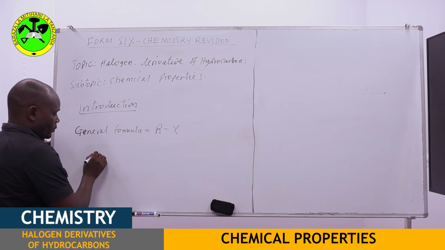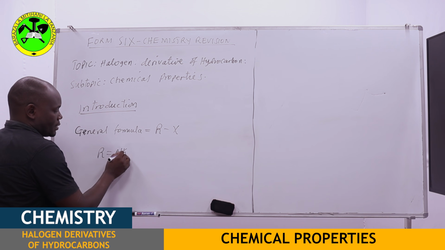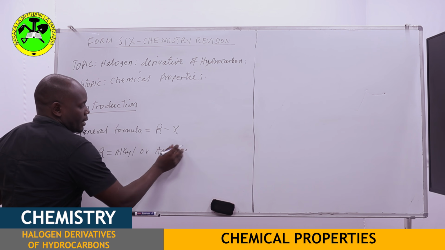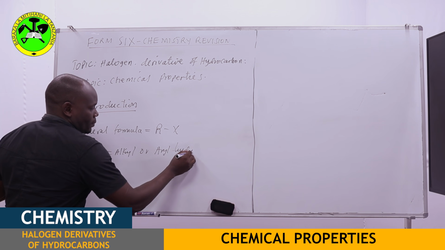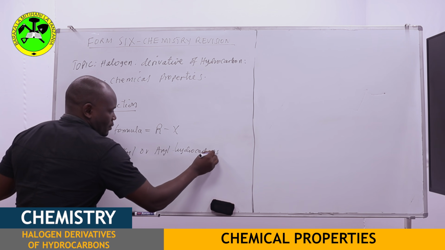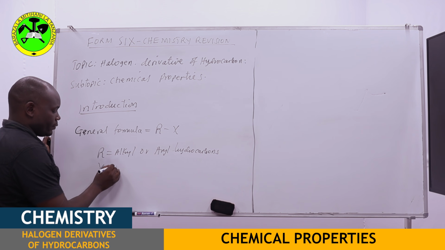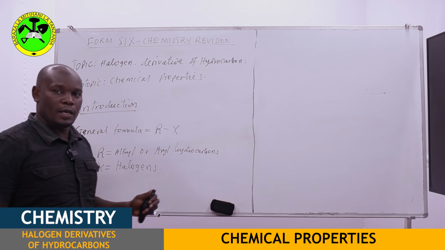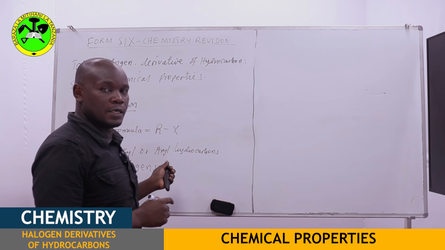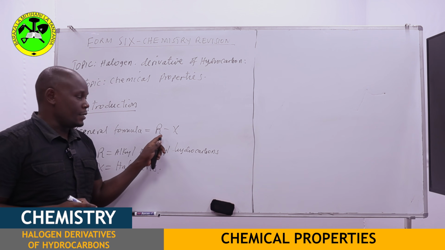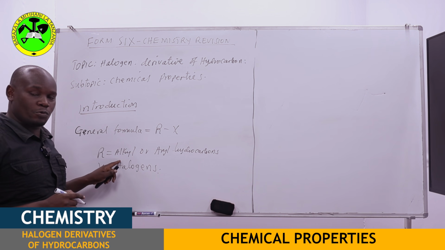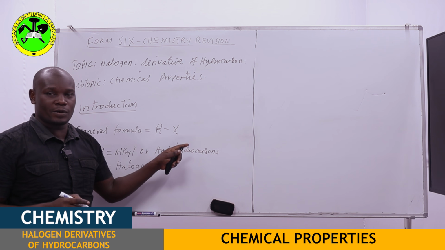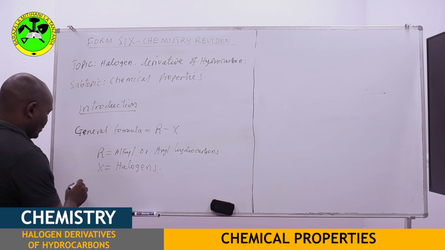Whereby R stands for alkyl or allyl hydrocarbons, and the X stands for the halogens. In our present study, we will only focus on the case where R stands for an alkyl group, and if R stands for an alkyl group, then the halogen derivative of hydrocarbon is known as haloalkane.